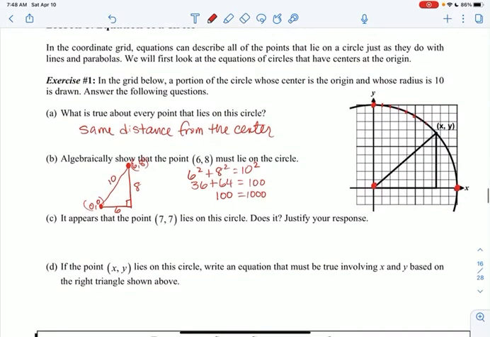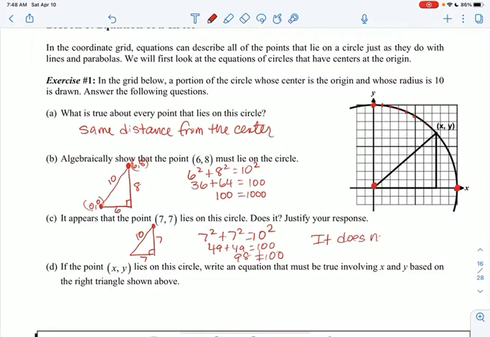Now it looks like the point (7, 7) also lies on the circle. Let's see if it does. Well, again, we would just test it out. If the point (7, 7) lies on the circle, it has to have a radius of 10. So 7 squared plus 7 squared equals 10 squared. 49 plus 49 equals 100. 98 does not equal 100, so it does not. I mean, it certainly looked like it did if I was looking at the point (7, 7), but it does not lie on the circle.